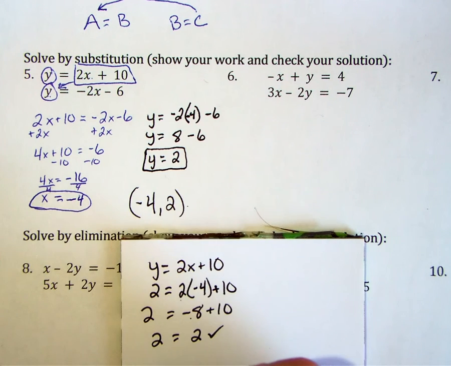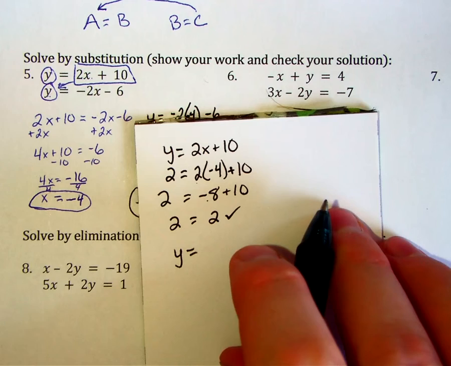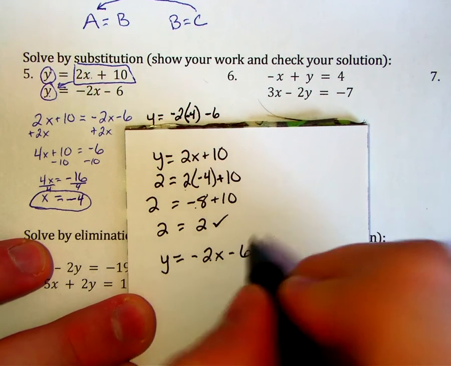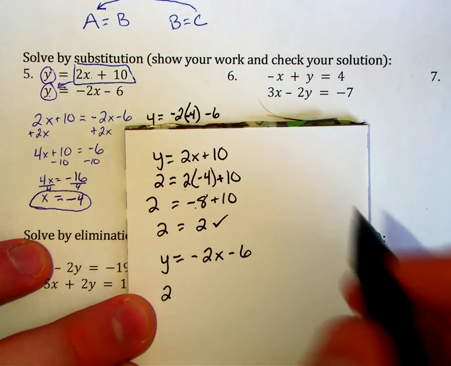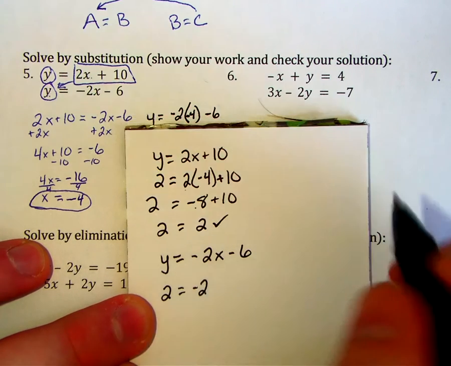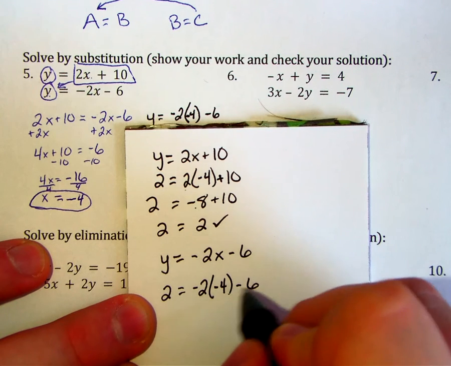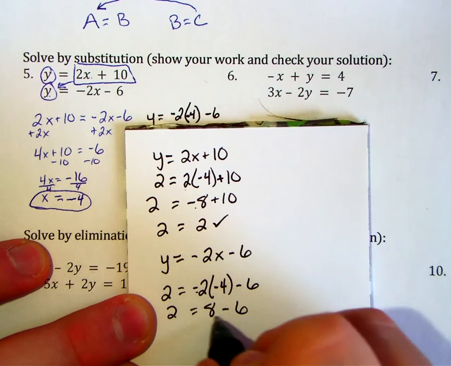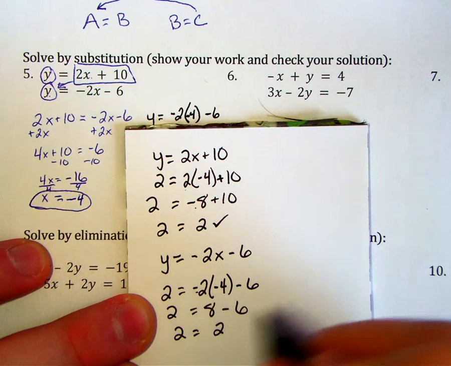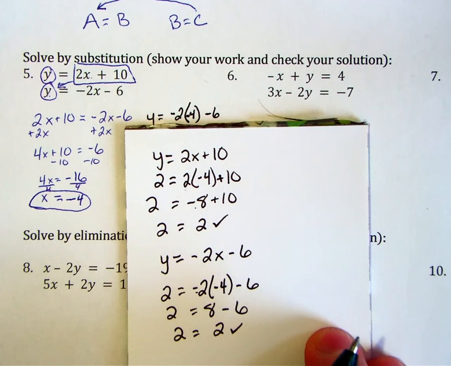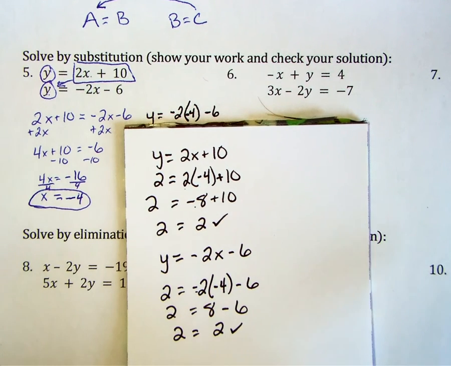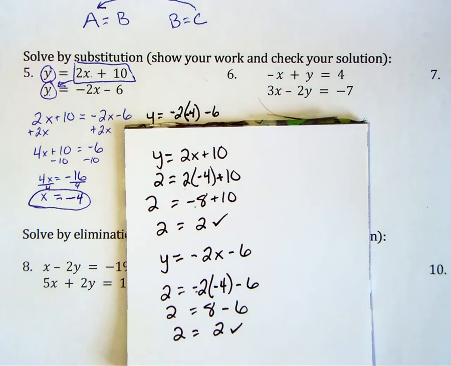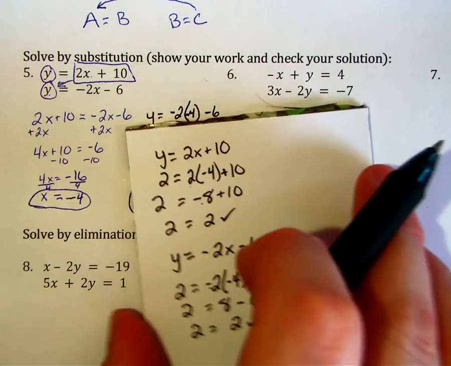Now we take our next equation. Y equals negative 2x minus 6, where my y value is 2, and my x value is negative 4. Negative 2 times negative 4 is positive 8. 8 minus 6 is 2. 2 again does equal 2, so that also checks out. That ordered pair will be present in both the top equation and in the bottom equation, and thus be a solution to the system of equations.